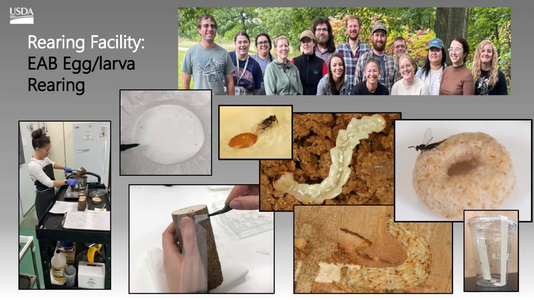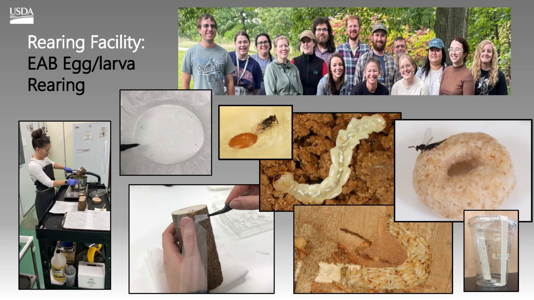The goal is to produce eggs. A steady supply of EAB eggs are crucial to the whole operation. Under lab conditions, they oviposit onto the sterile medium, which you see here with the pen pointed at it. And then EAB eggs are used for either research, egg parasitoid rearing, or placed on fresh ash bolts and allowed to develop into EAB.